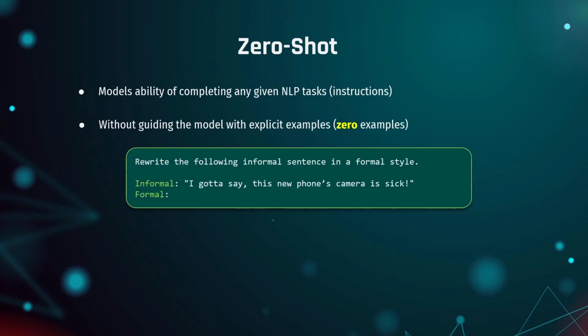Okay, আমি আমার লার্জ ল্যাঙ্গুয়েজ মডেলকে, আমার জিপিটি মডেলকে আমি ইনস্ট্রাক্ট করছি, well, rewrite the given informal sentence in a formal style, এবং আমাদের input data, the informal sentence is basically I gotta say this new phone's camera is sick. Okay, so we want our model to transform this particular sentence to its corresponding formal version, right?